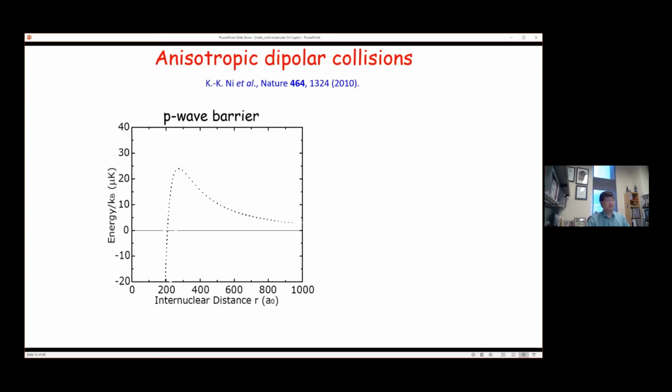So, maybe one more slide about this loss process. I haven't even turned on the electric field yet for the loss we described so far. But if you turn on an electric field, there will be an anisotropy, because the dipole interaction no longer has spherical symmetry, right? You have this dipolar D1·D2 interaction, proportional to 1 over R cubed. So this is the traditional P-wave barrier that I described earlier, describing two molecules coming to collide when there is no electric field.